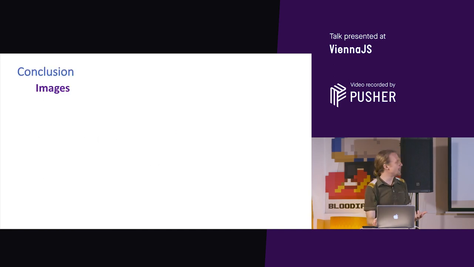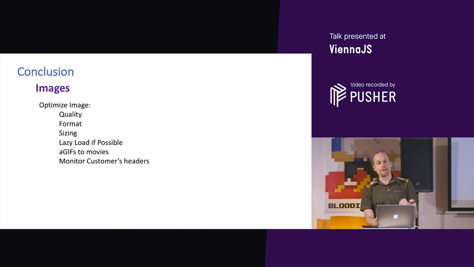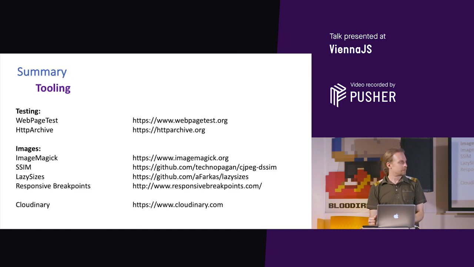So in conclusion, we can optimize our images for quality, format, sizing, and lazy loading. We should turn our animated GIFs into movies, and we should look at the headers that our customers have. Those are the tools I used: WebPageTest, HTTP Archive, ImageMagick, structural similarity, lazysizes, Responsive Breakpoints, and Cloudinary. All really great tools. A lot of them are open source. Cloudinary is not open source, but it has a really generous free tier, so you can get away with a lot of stuff using it.